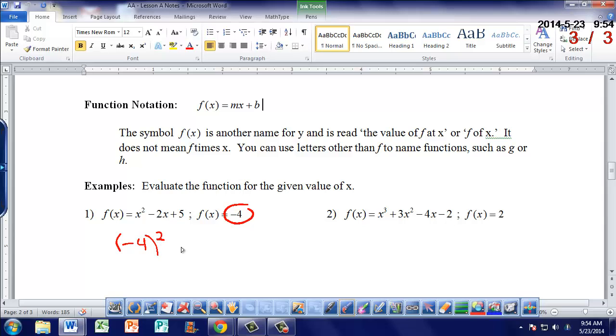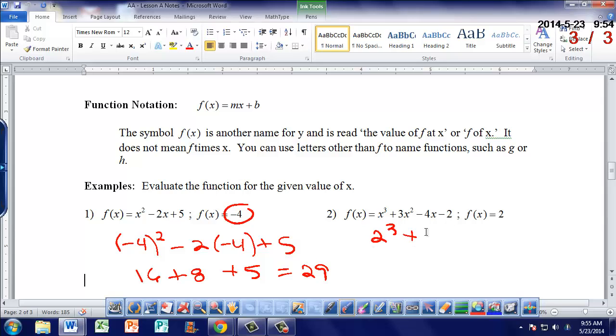Sometimes when students just want to punch this in on another calculator, they'll get the wrong answer because they're not using parentheses. So here we're going to do order of operations. We get 16 plus 8 plus 5. When you do that, you get 29.